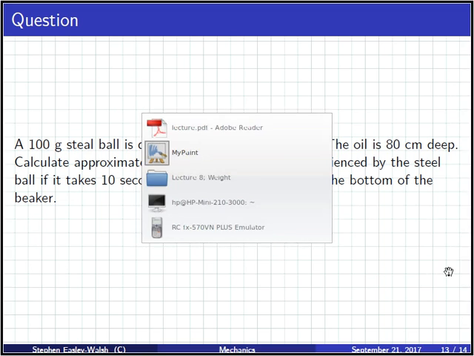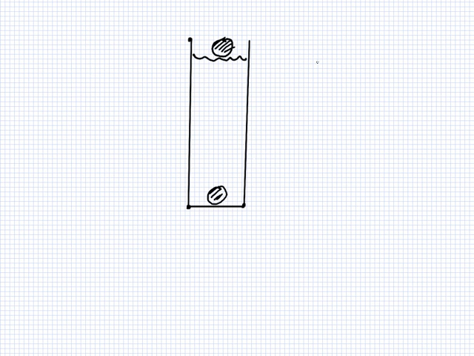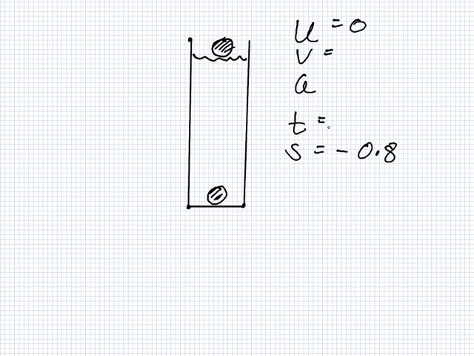Okay, so I'll draw very quickly too. We put this in here and it sinks to the bottom. Let's get our info: U, V, A, T, S. The U is 0, and the S is minus 0.8 meters. The V we don't know. The T we do know, 10. And the A we don't know, because the A is definitely not 9.81, because if it was 9.81 this would be over in a second. So naturally, the first thing we should do is get the A.